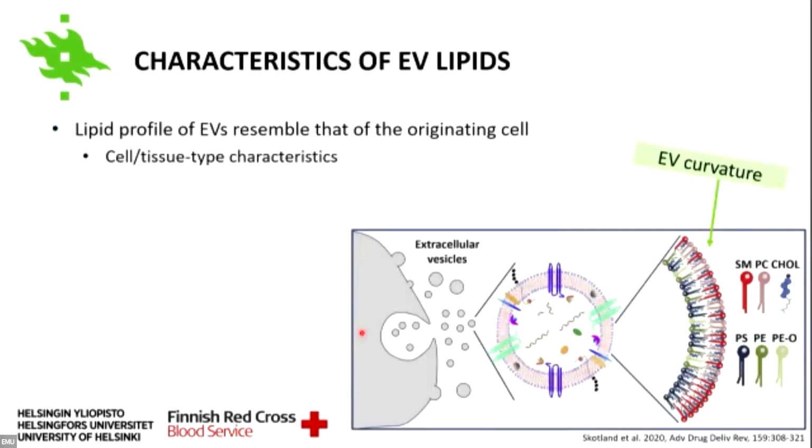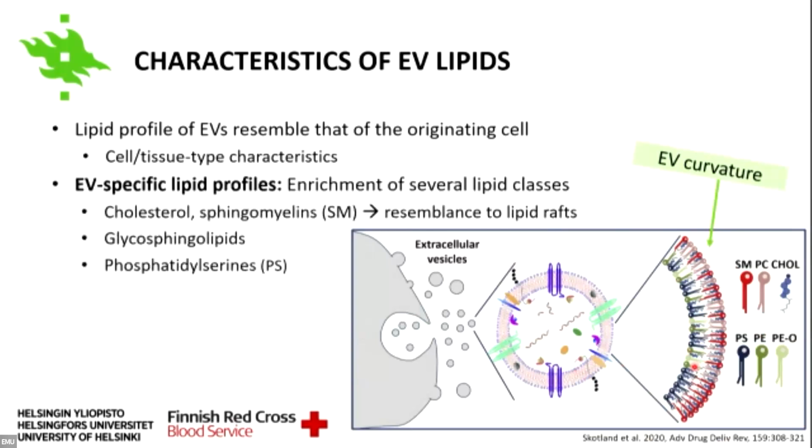Some characteristics of EV lipids. The lipid profile of EVs resembles that of the cell where they are being produced. But there are also some specific things that are common for most EVs. Most likely some of them are due to the curvature of the EV. It has a very tight curvature compared to a cell membrane, where the curvature is not that tight, but looser. So that's most likely one of the reasons why the asymmetry has to be more tightly regulated.